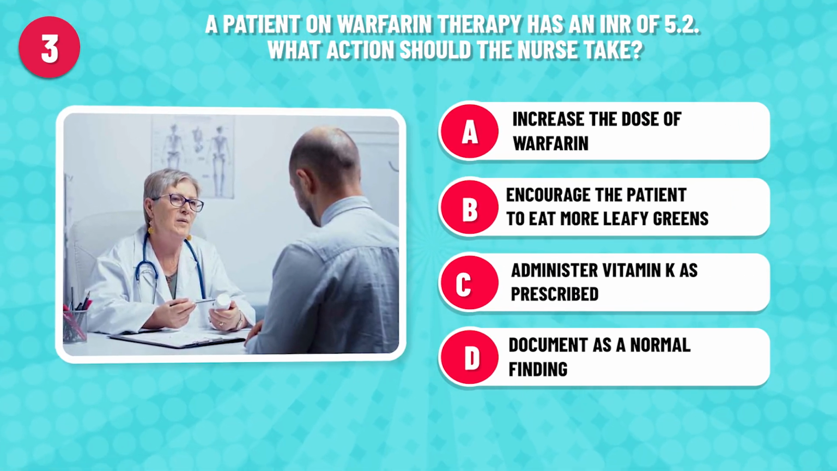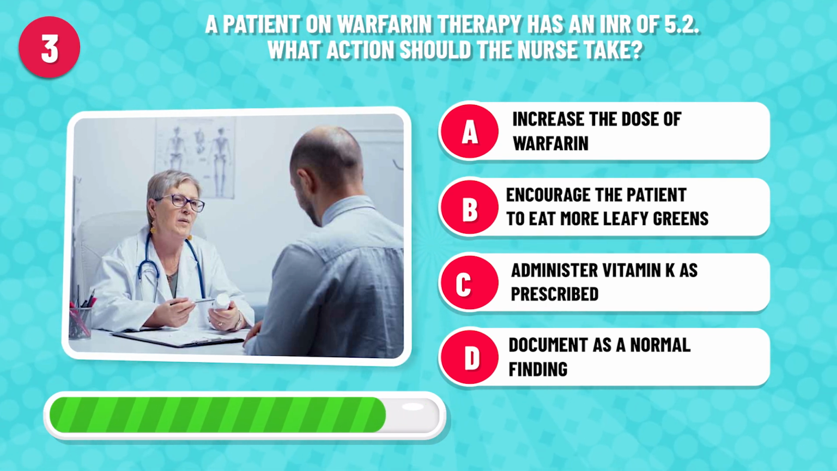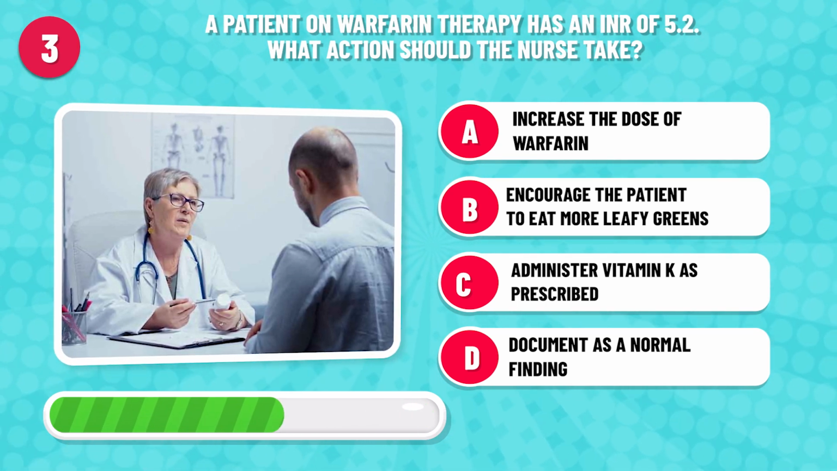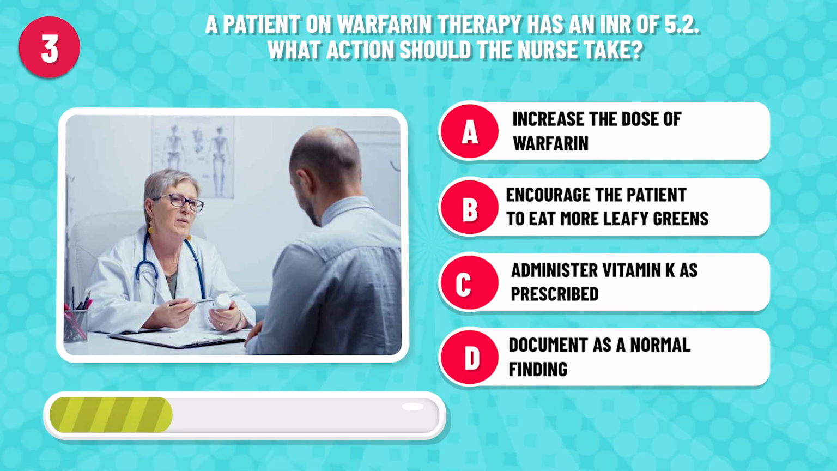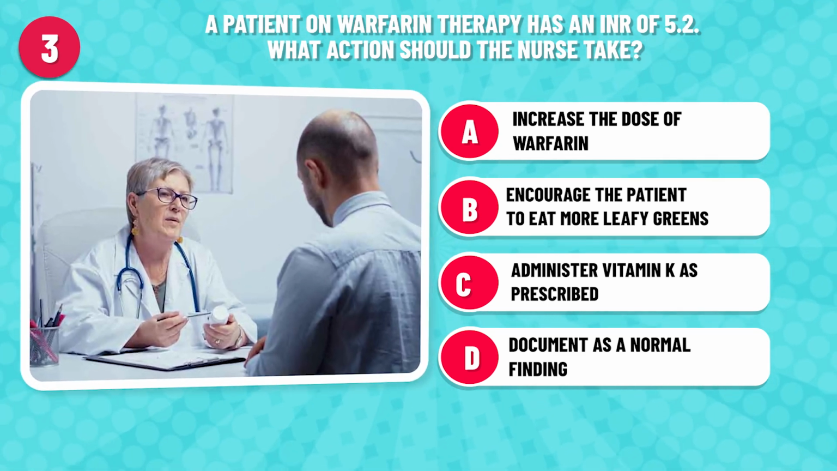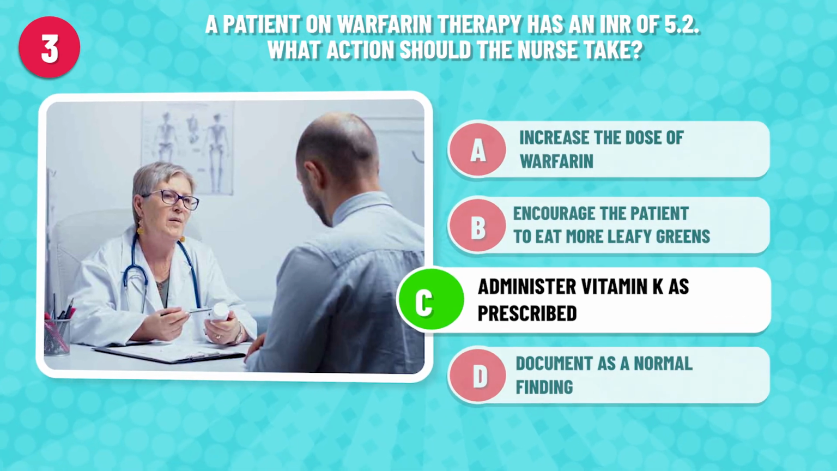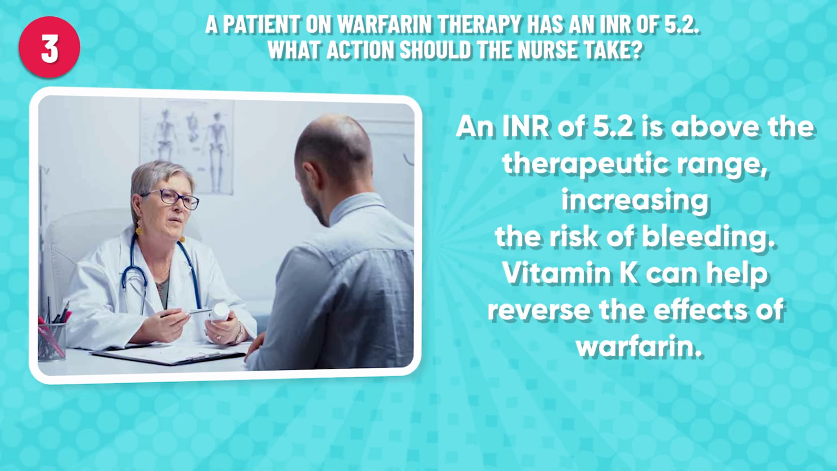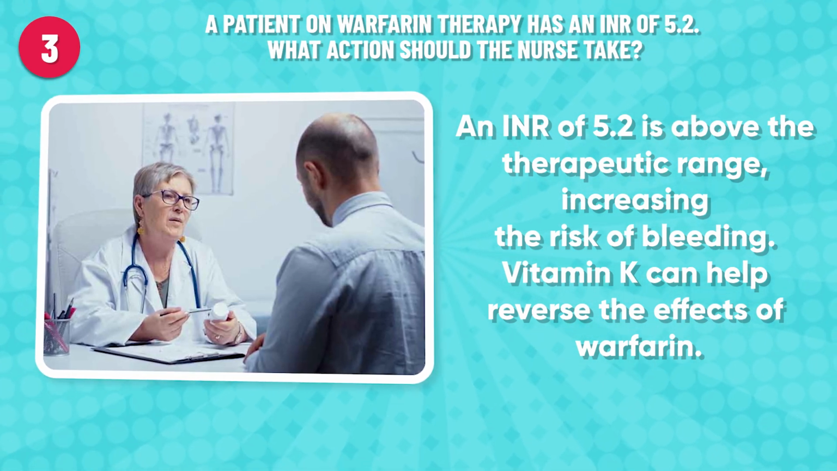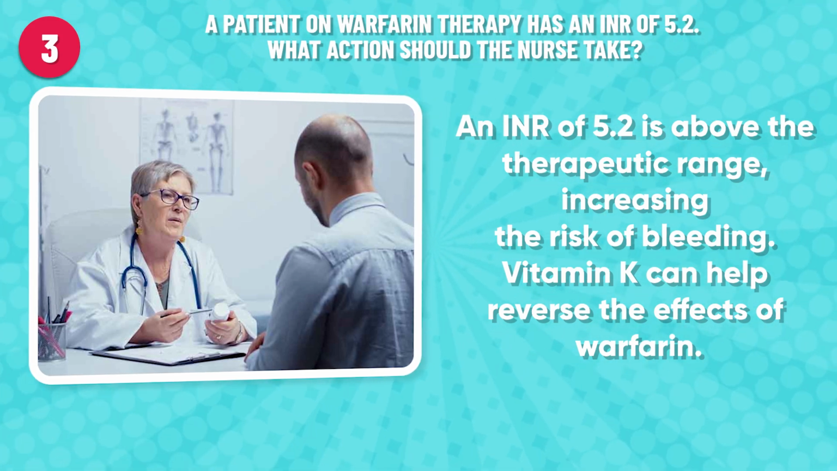A patient on warfarin therapy has an INR of 5.2. What action should the nurse take? It's C. Administer vitamin K as prescribed. An INR of 5.2 is above the therapeutic range, increasing the risk of bleeding. Vitamin K can help reverse the effects of warfarin.